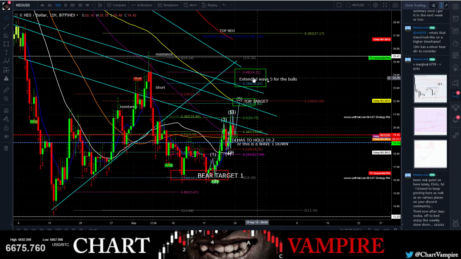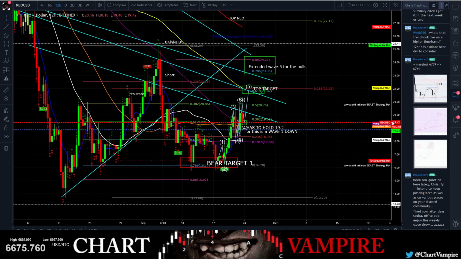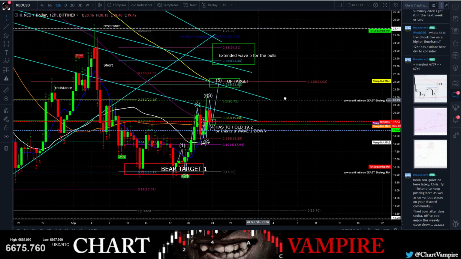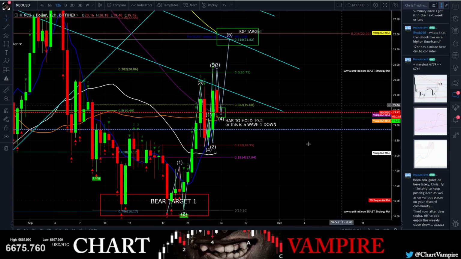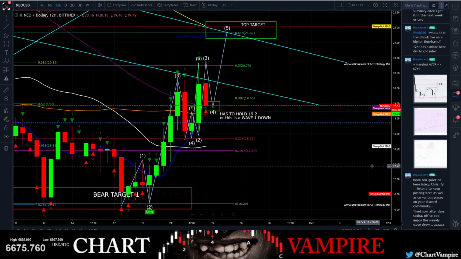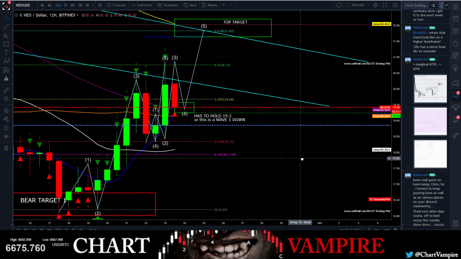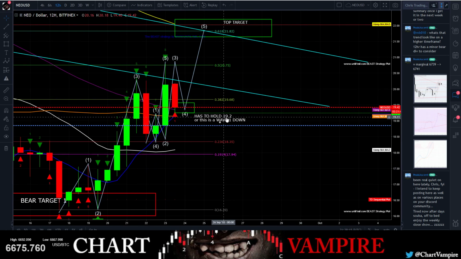This would be an extended wave 5 for Neo up here at 23 bucks, 24 bucks. But right now, Neo's got to hold. So here's the nitty gritty. Neo has got to hold really this $19.20. It's got to hold. It's just falling out of the sky.